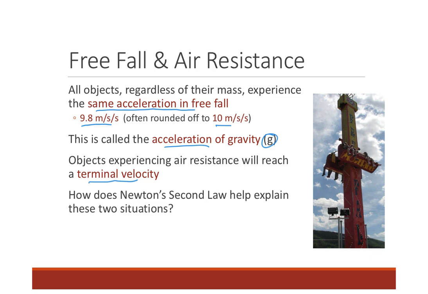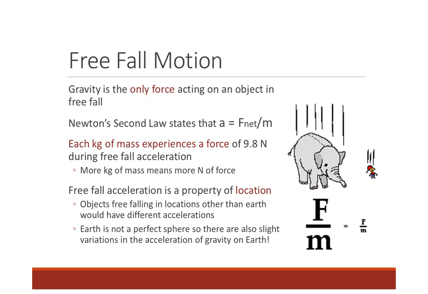Let's look and see. So as previously stated, in free fall, gravity is the only force acting on an object. Newton's second law tells us that the acceleration of an object can be calculated by the force on that object divided by the mass. And so we can think about this as every kilogram of mass experiences a force of 9.8 newtons during free fall acceleration. As you add more kilograms, that means more newtons of force are going to be present on the object in total, because every individual kilogram of mass is going to be experiencing this force of 9.8 newtons, or rounded off to 10.